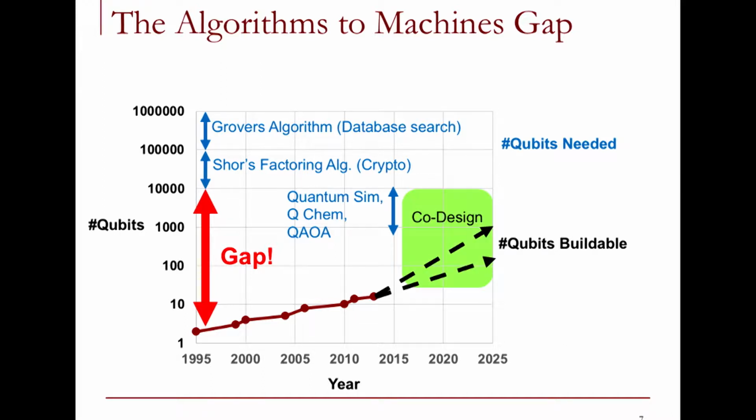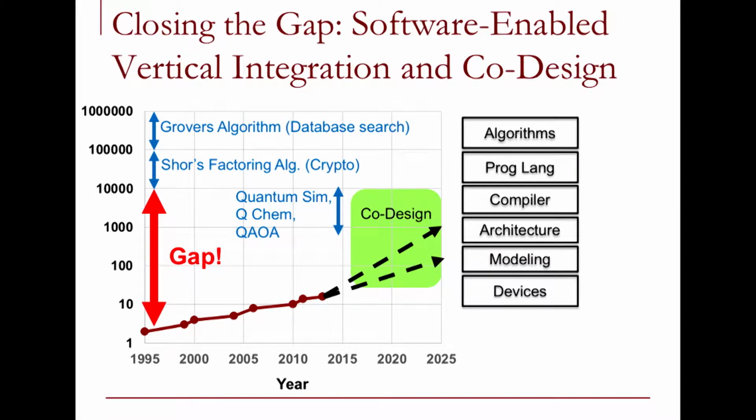And so the effort in our project and in a number of other companies and research groups is to build a software stack that allows us to adapt the algorithms to the physical machines and also potentially adapt the physical machine devices to the algorithms. It's a pretty traditional stack: algorithms, programming languages, compilers, an architecture model, modeling of the devices, noise models, and then development of the devices.